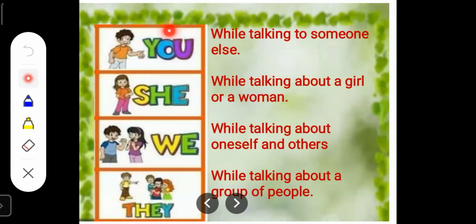For example, I am the teacher and a child is sitting on the first bench. I will tell, you come here. So while talking to someone else, I don't know the person's name, so I can use the subject pronoun you. So while talking to someone else, we can use the subject pronoun you.